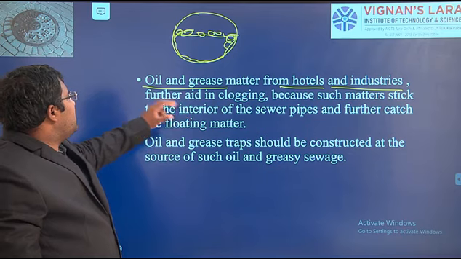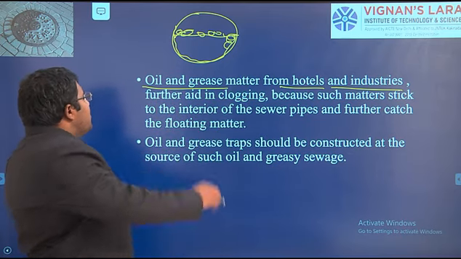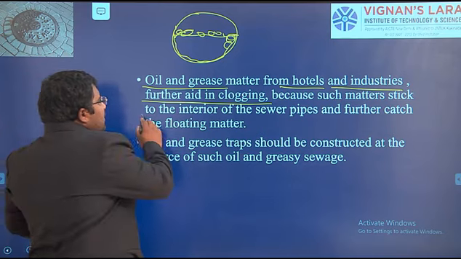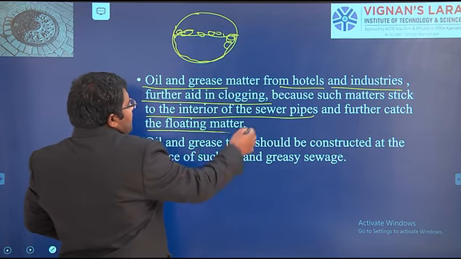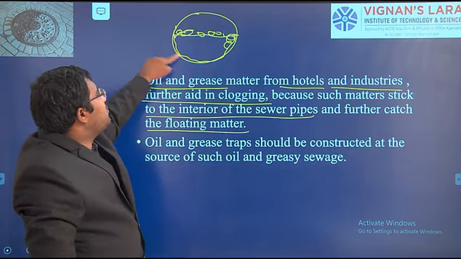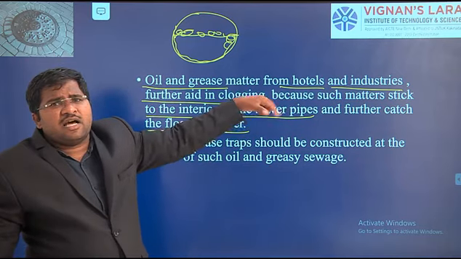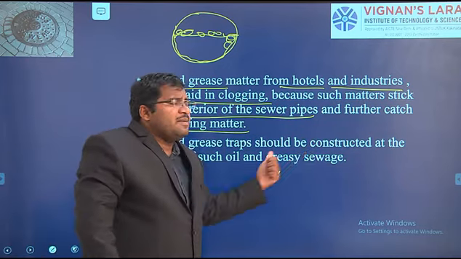Okay, so that's what he is telling here. Oil and grease matter from hotels and industries further aids in clogging, because such matters stick to the interior of the sewer pipes and further catch the floating matter. Oil and grease traps should be constructed. To control the oil and grease in the wastewater, we construct oil and grease traps wherever there is generation. We already discussed these traps in the sewer appurtenances, so there we studied.